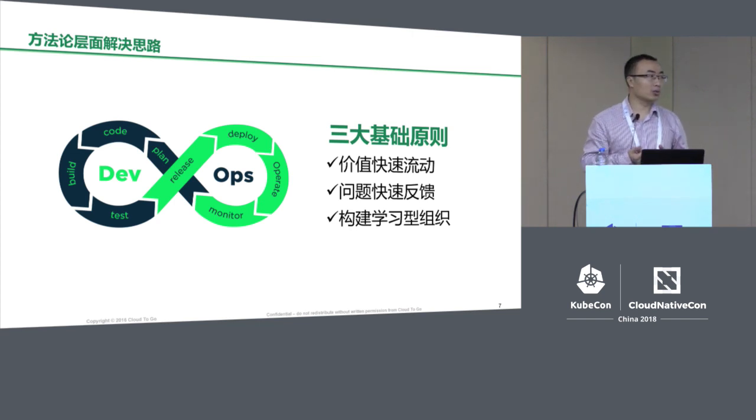There are some core values in DevOps. First of all, the value needs to flow fast. That is the update of our new version, the delivery of our requirements. For instance, in the past we could deliver a new version monthly, but nowadays maybe daily.